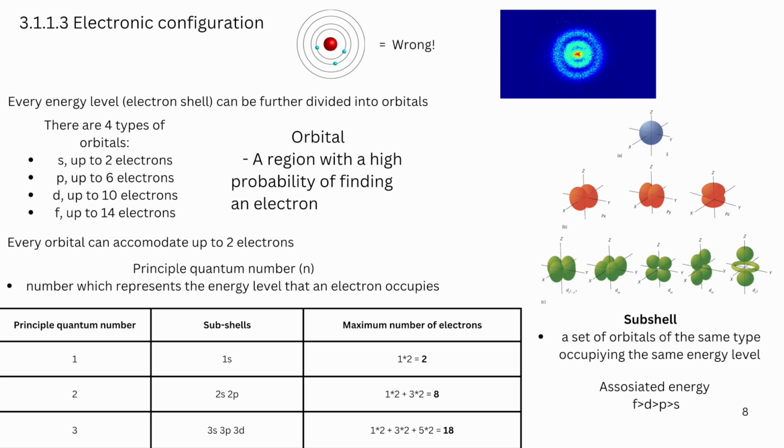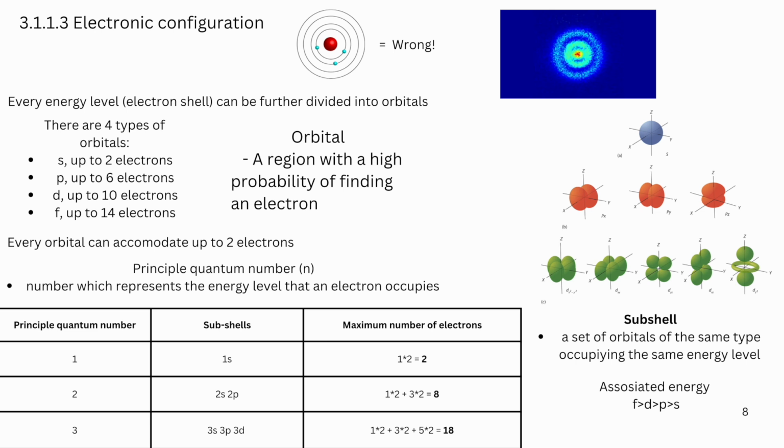So moving on from mass spectrometry, we have electronic configuration. To begin with, try to picture an atom. Typically, when we think of an atom, we think of something like this. We see that in textbooks, and it's not completely wrong. But this type of atom is the Bohr model of an atom.